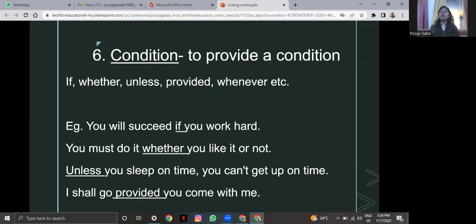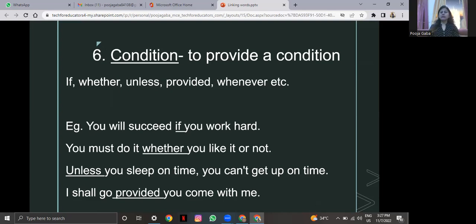The next one is condition. When we have a certain condition, this thing will be done if we fulfill a certain condition. Linking words used for that are if, whether, unless, provided, whenever, etc. See the examples. You will succeed if you work hard. So there is a condition for the success. If you work hard, then only you will succeed. So the conjunction is if.